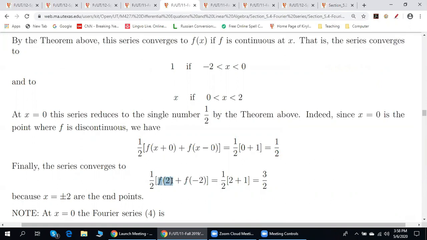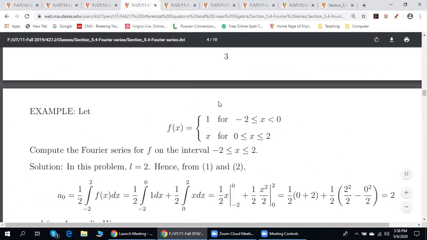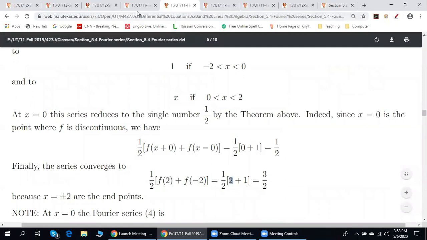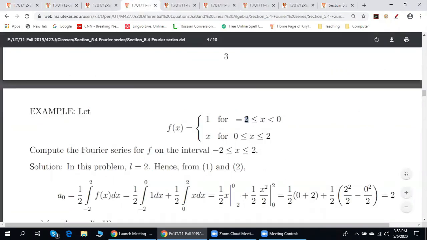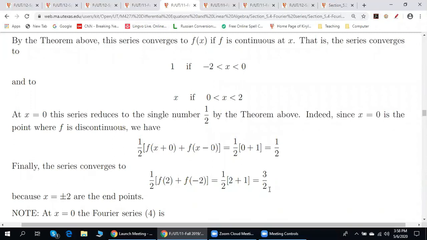Lastly, let us examine the endpoints. f of 2 is the limit from the left, f of -2 is the limit from the right. Let us take a look. From the left, it's x, so we put here 2. On the right, it's 1. We put here 1, 3/2. Guys, now we are done.